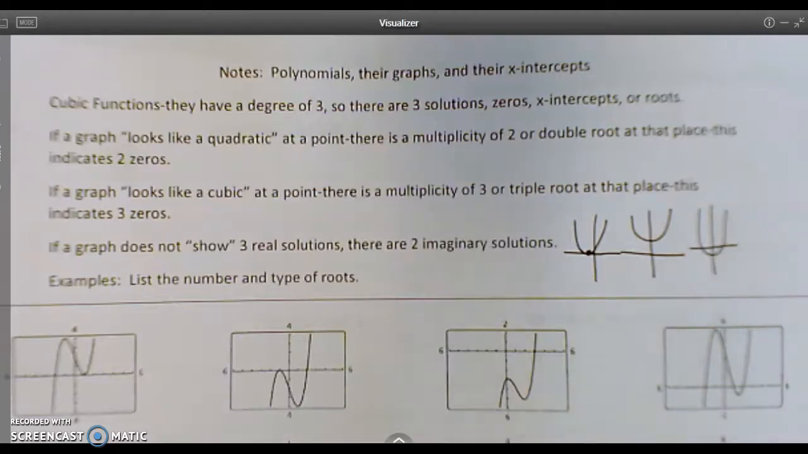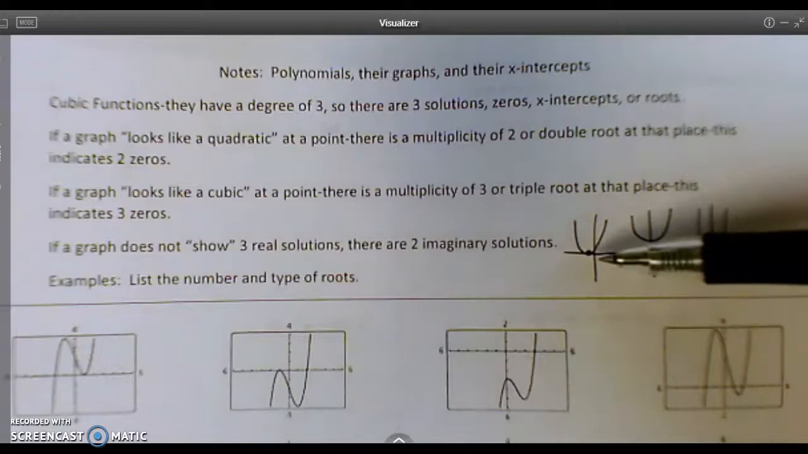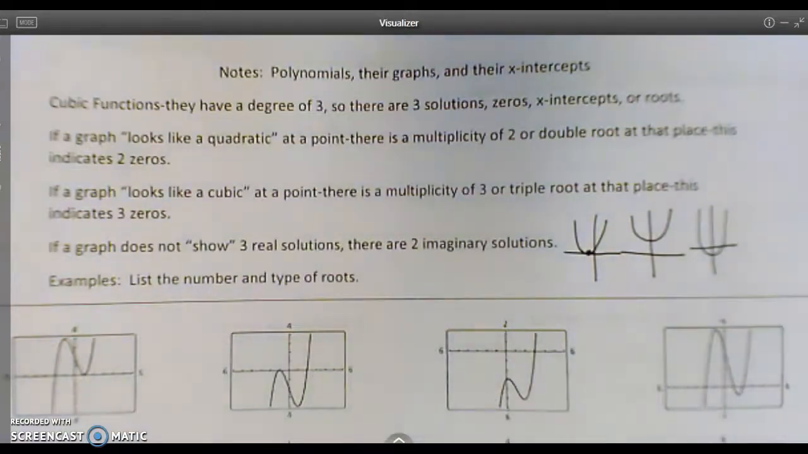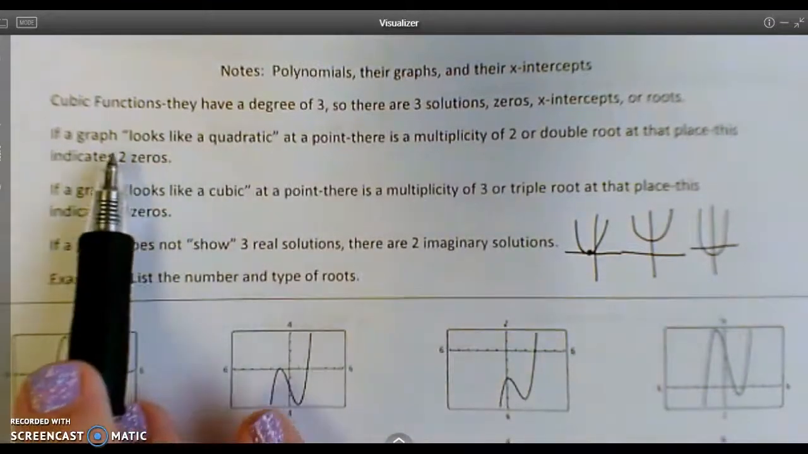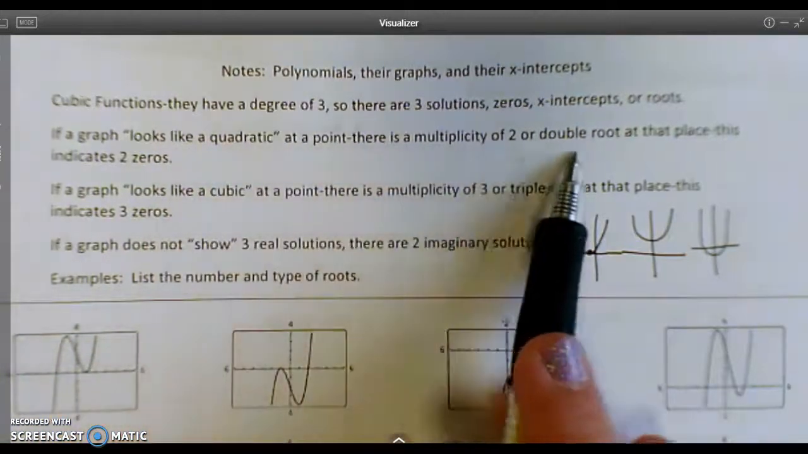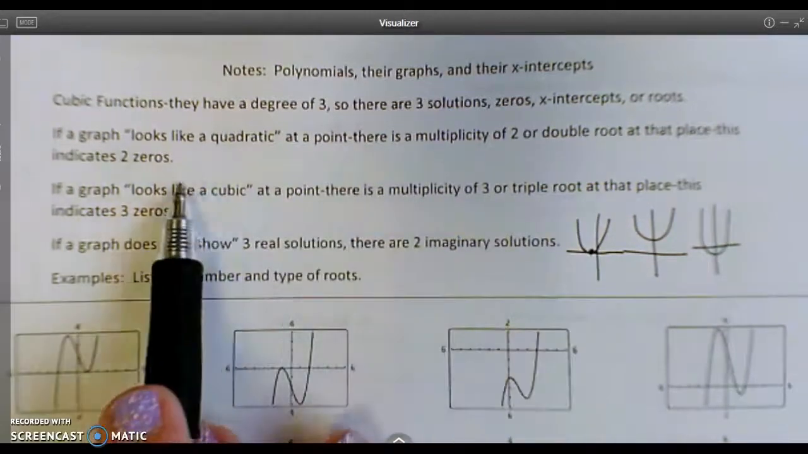It could cross the x-axis 2 times, and one of the times look like that, and that counts as 2 solutions. It might only cross the x-axis once. If it crosses the x-axis once, that means the other 2 solutions are imaginary. Okay? And so knowing what type of solutions there are will help you figure out what we need to do. So, just so you know, if it looks like a quadratic at a point, that's whenever there's a double root. So, looking like that makes the double root.